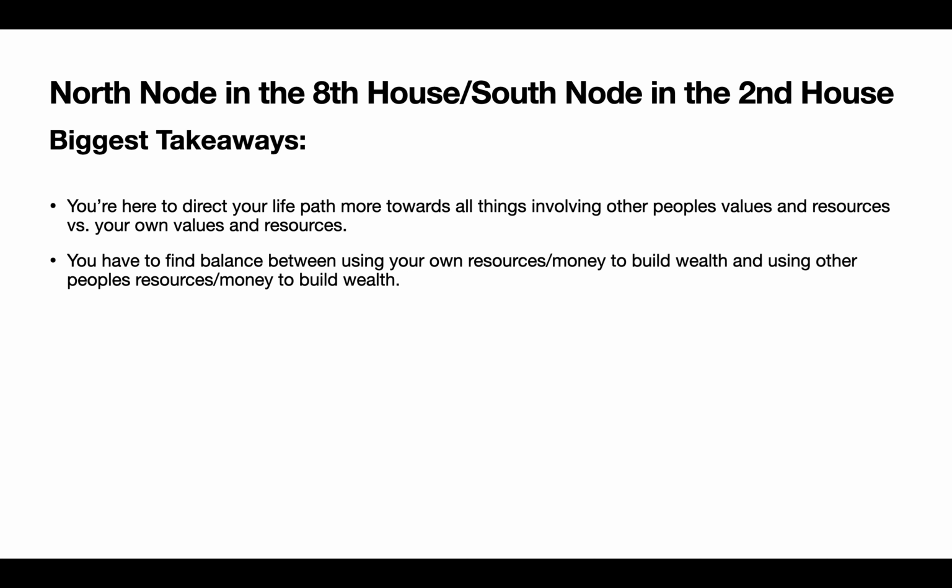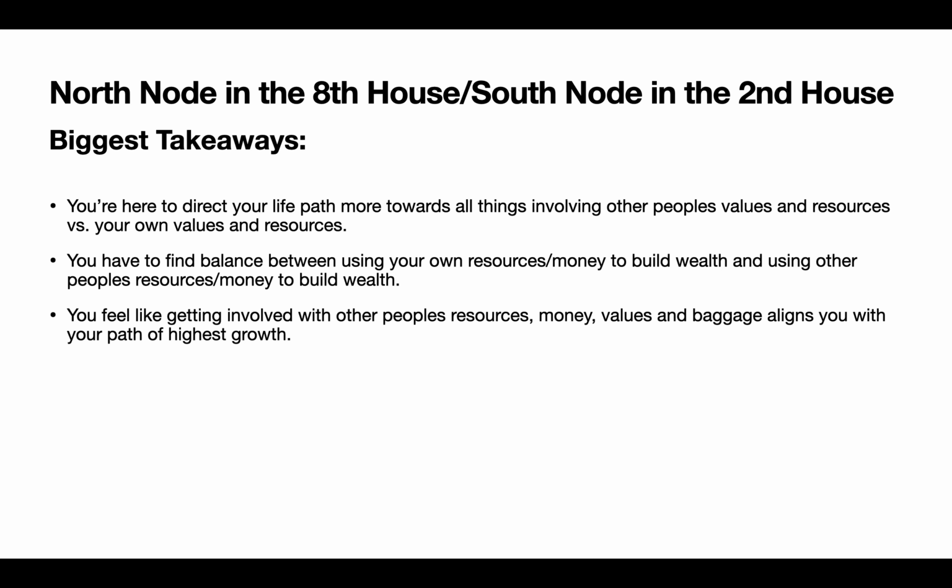You have to find balance between using your own resources and money to build wealth and using other people's resources and money to build wealth. Okay, so this axis represents the two types of ways you can build wealth. You can either build wealth getting involved with other people's values, their money, their resources, or financial institutions, or you can get ahead using your own money, values, and resources. So, okay, the 2nd house is your own resources and wealth and money, and the 8th house is other people's wealth and resources. So that's the axis, just to further break it down so you understand.